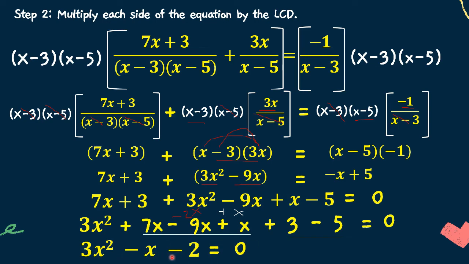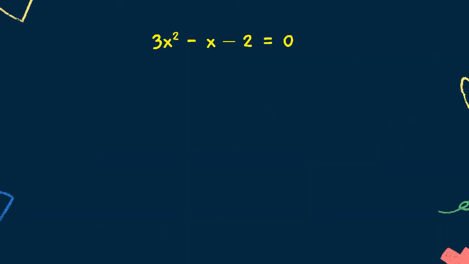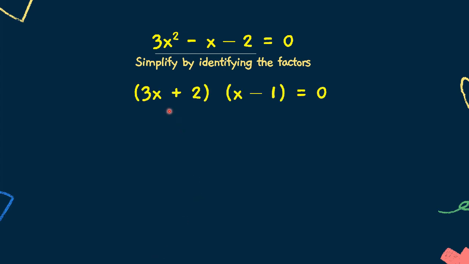Observe that our resulting equation is in the form of a quadratic equation. Yes, this is a quadratic equation. So we have to simplify this by factoring. We look for factors, and the factors are 3x plus 2 times the quantity x minus 1, that is equal to 0. So we have to solve for x.